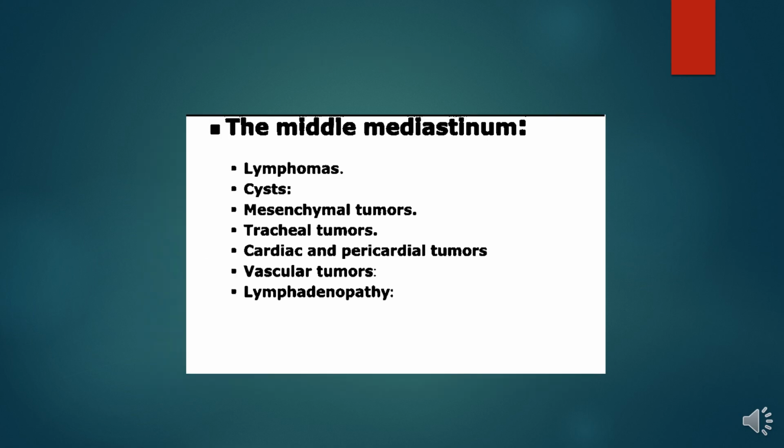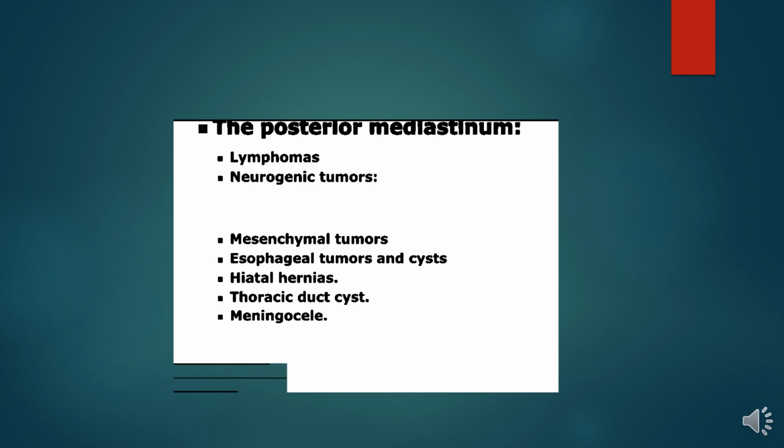So the middle mediastinum shows lymphomas, cysts, mesenchymal tumors, tracheal tumors, cardiac and pericardial tumors, vascular tumors, and lymphadenopathy. The posterior mediastinum shows lymphoma, neurogenic tumors, mesenchymal tumors, esophageal tumors, hiatal hernia, thoracic duct cyst, and meningocele.